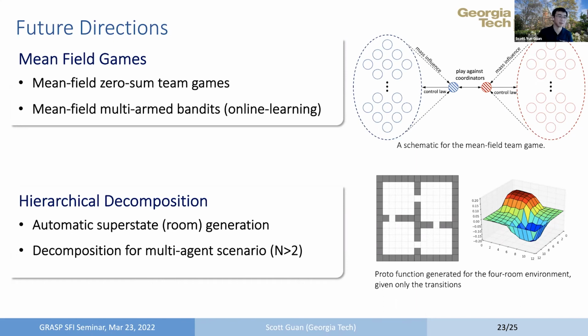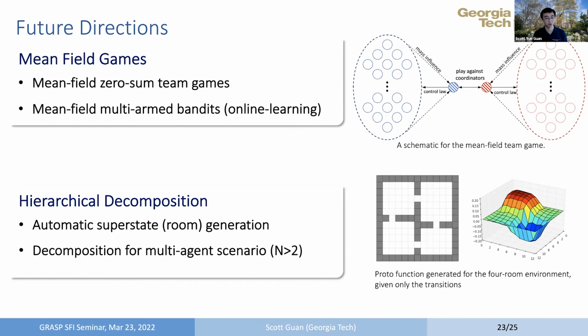So this has some kind of cool application in the stock market, and I'm really interested in earning money on that. So for the hierarchical decomposition, we're extremely interested in this automatic superstate or room generation. In our formulation, the rooms are basically given to the algorithm, or we as the human use our domain knowledge and our intelligence to give the algorithm the partition of the state space.